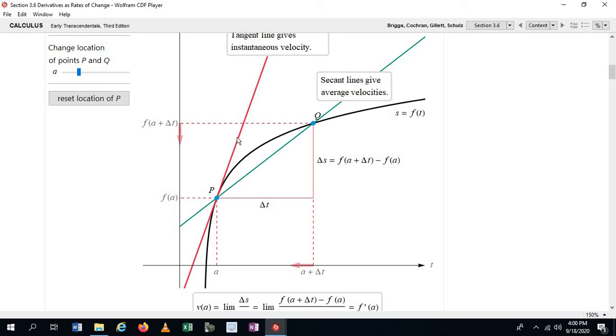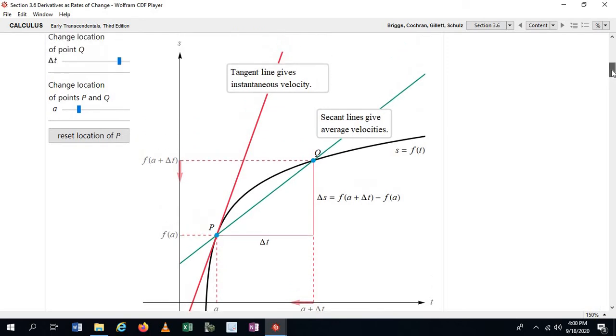So how do we find the slope of this tangent line? Well, you may remember the way we find the slope of this tangent line is we look at the slopes of the secant lines between the point P and Q, and we let delta t head towards 0. As delta t is heading towards 0, we look at the slopes of the secant lines and see what they're approaching. And whatever they approach is the slope of the tangent line at this point t is equal to a. In other words, it's a limit.